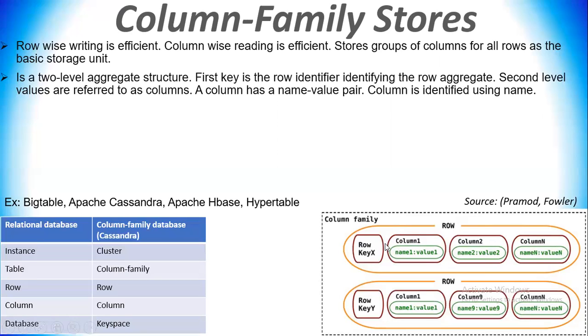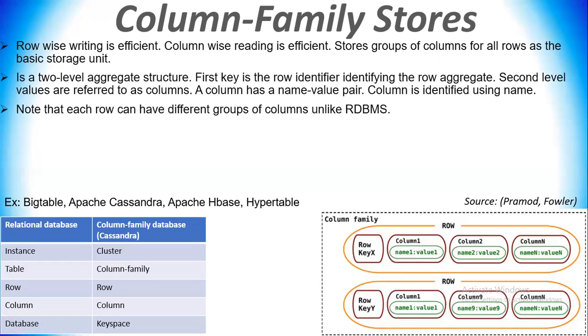The first level aggregation is the row itself. Key and value is all of this. Value is all of this. And the second level aggregation is what is inside this column, name value pairs. So that's what I have given here. First key is the row identifier. Second level are the columns. Column has a name value pair. Column is identified using a name. So those are the second level aggregates, right?